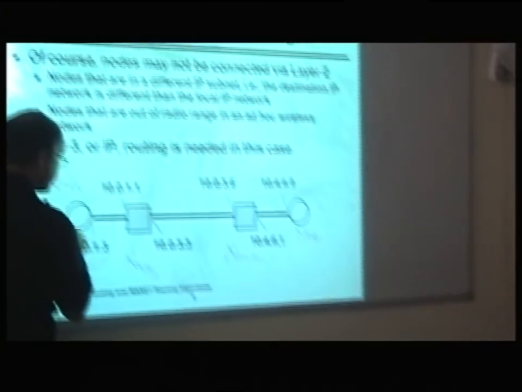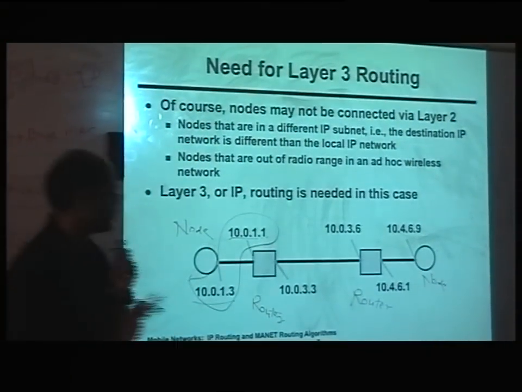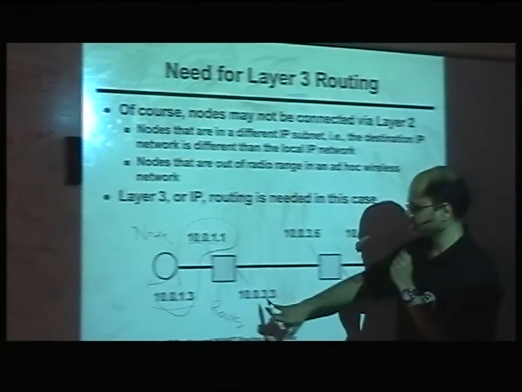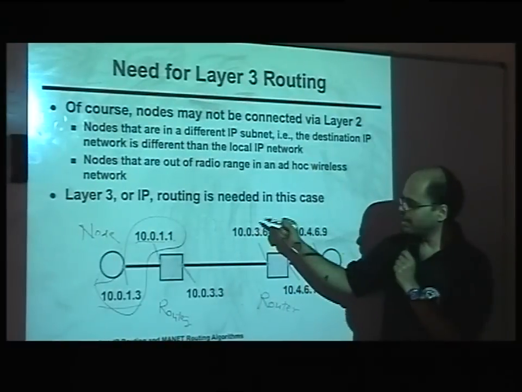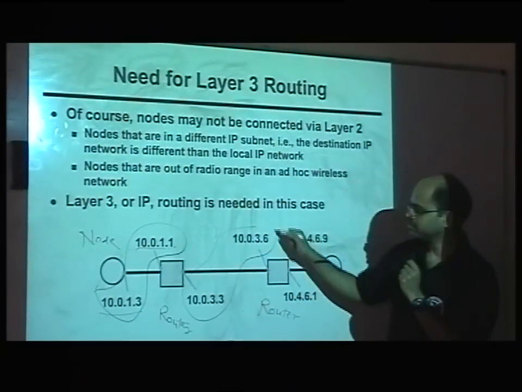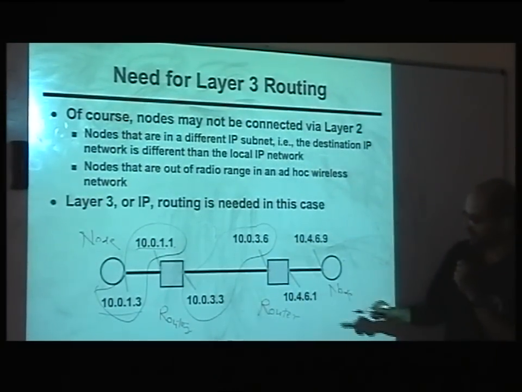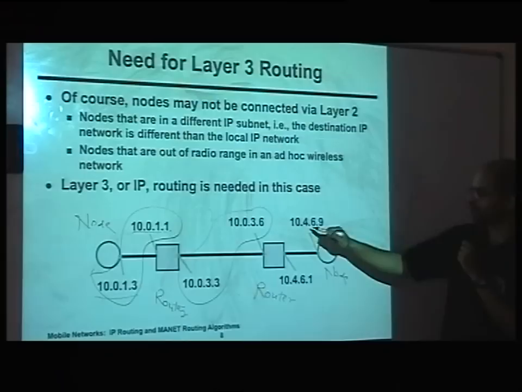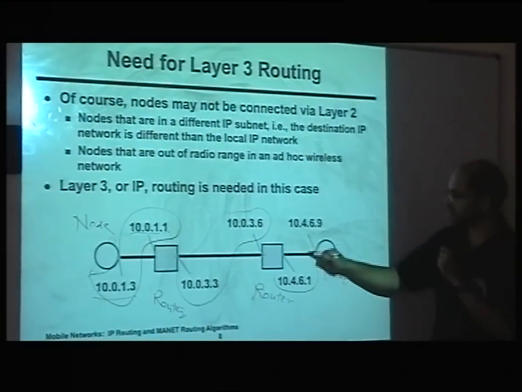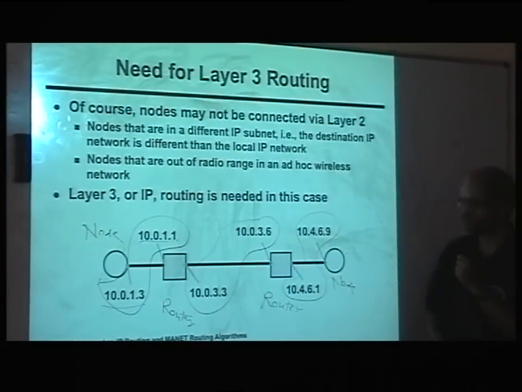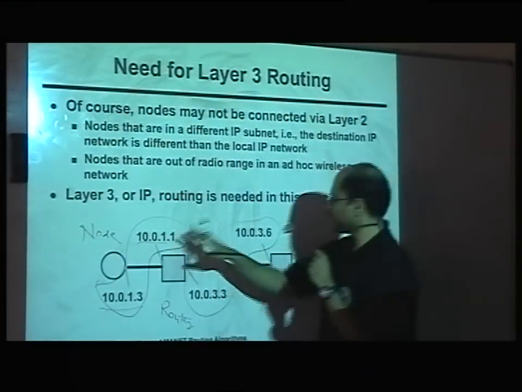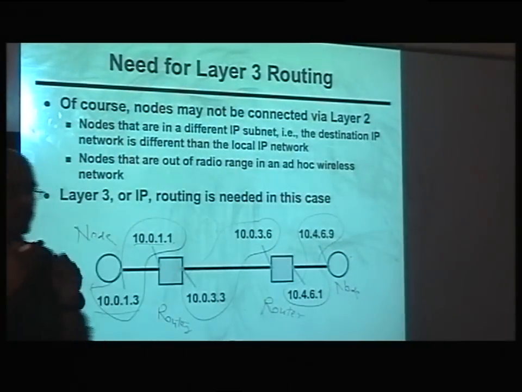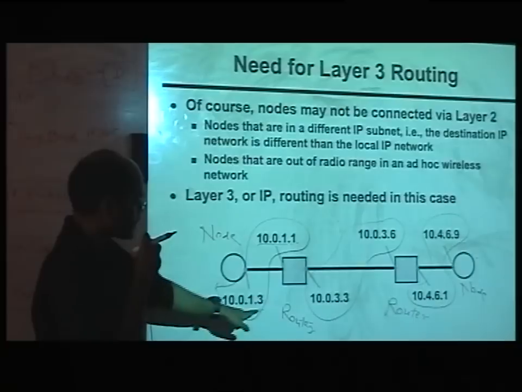Right? And so this and this are in the same subnet. Now if you look at these two addresses, 3.3 and 3.6, again they are in the same subnet. And then if you see 4.6.1, 4.6.9, they are also in the same subnet. So you have 1, 2, 3 subnets. And that makes it challenging now.